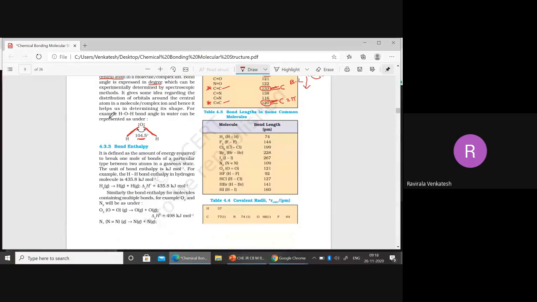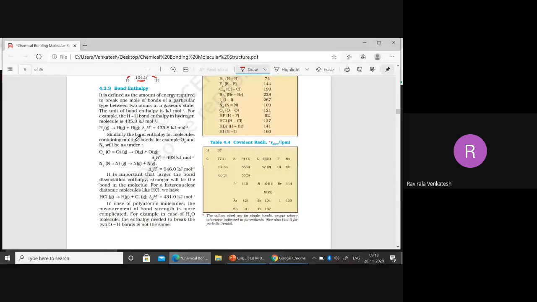Next we'll see bond enthalpy. It is defined as the amount of energy required to break 1 mole of bonds in a molecule. If you want to break 1 mole of bonds, how much energy is required? That is called bond enthalpy. But the condition is that the atoms, the molecule, must be in the gaseous state.